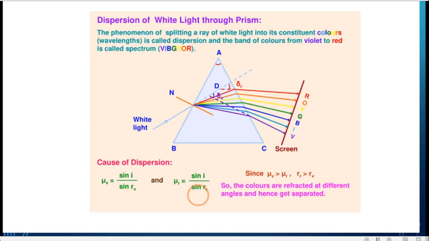The cause of dispersion is different refractive indices. That is, for mu r and mu v, there are different values of refractive index as well as wavelength. Mu v is greater than mu r, but r_r is greater than r_v. So the colors are refracted at different angles and hence they get separated. The wavelength is different for V I B G Y, and as you go, the refractive index of V is much greater than refractive index of R, but at the same time angle of refraction for R is greater than angle of refraction for V.